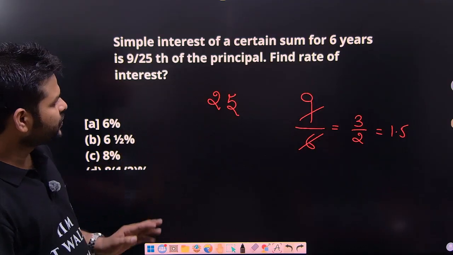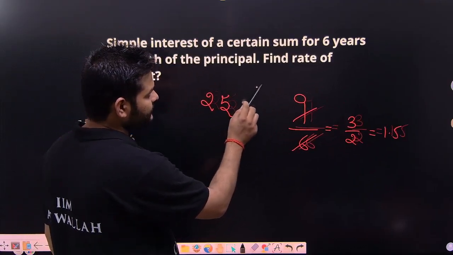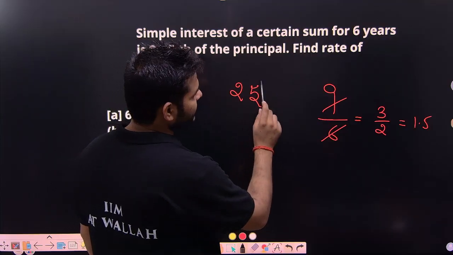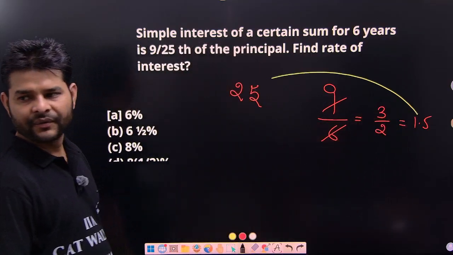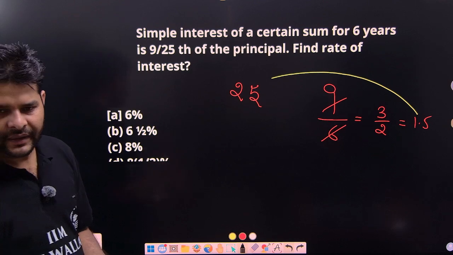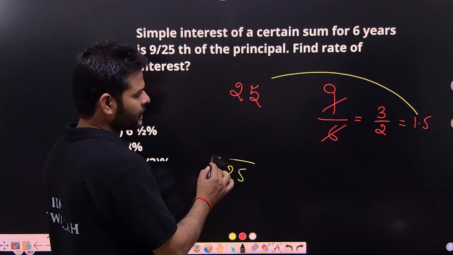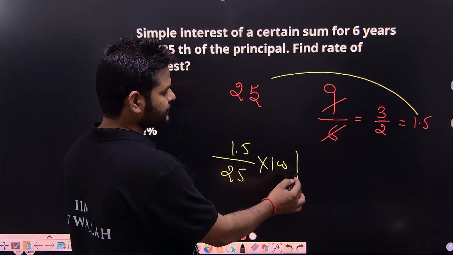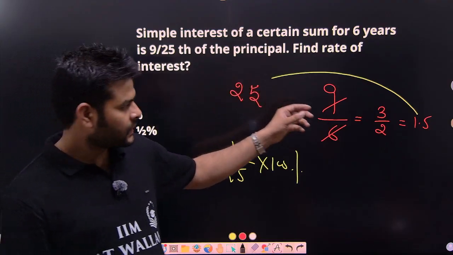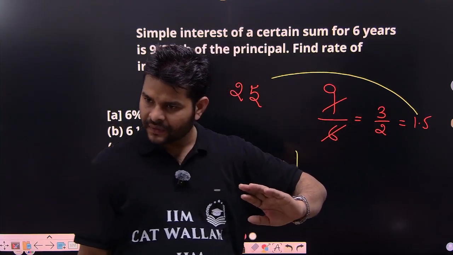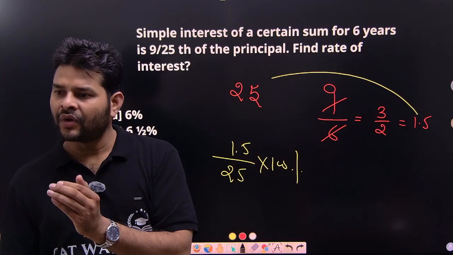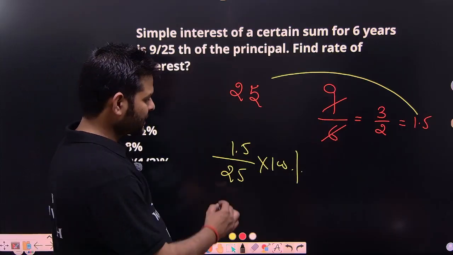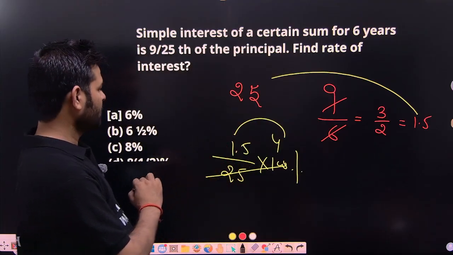Find the rate of interest. So basically, if principal is 25, then SI is 1.5 for 1 year. So what would be the rate? Rate is SI divided by principal, multiplied by 100. On 25, SI is 1.5. So 1.5 is how much percent of 25? Very simple. You will divide, you will get 6%.